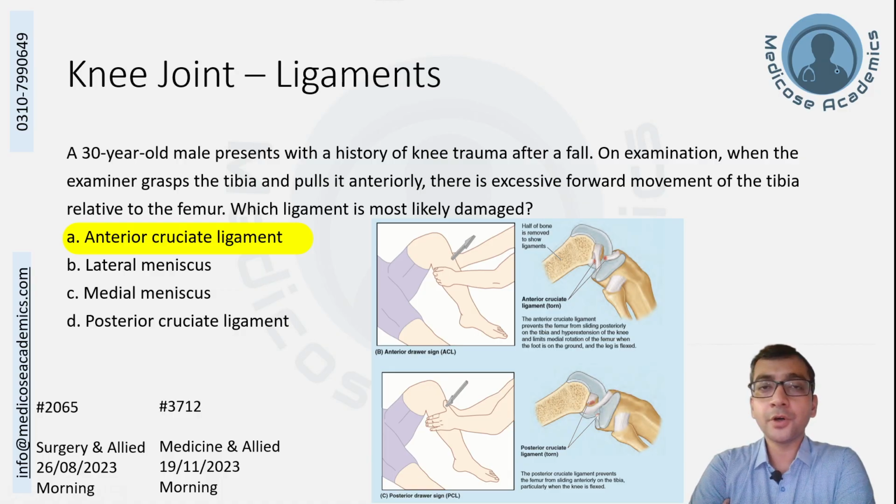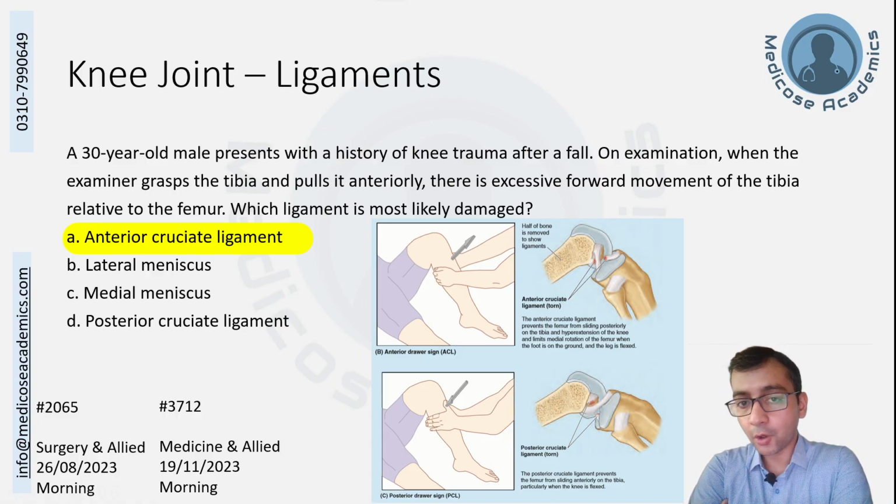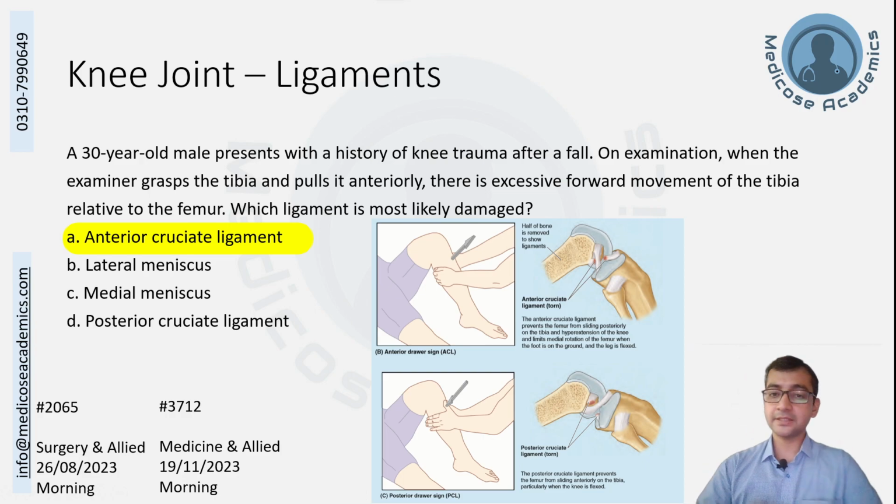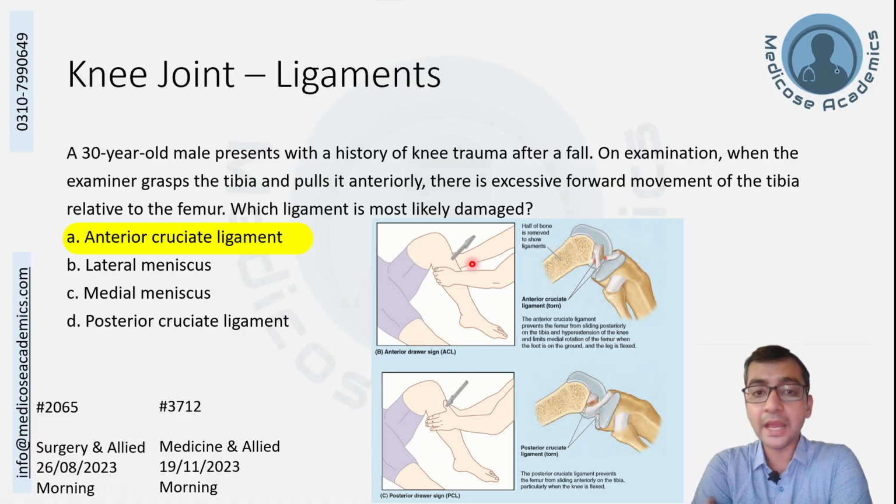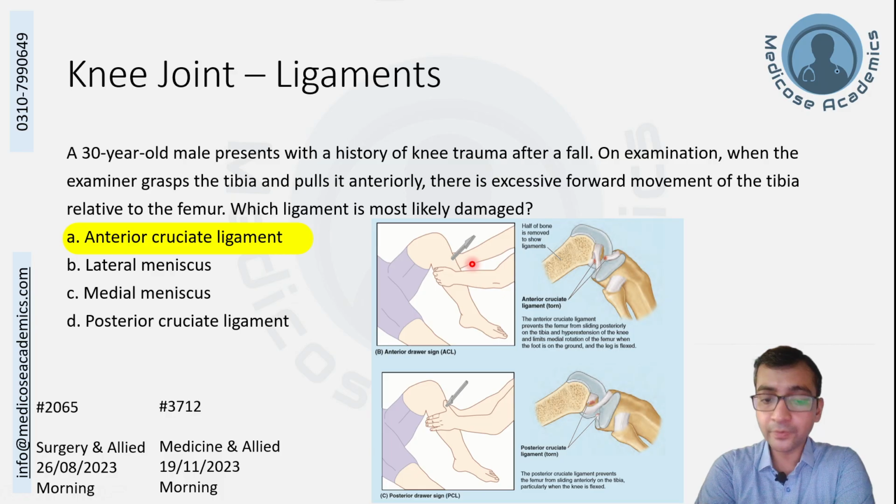But for quick revision purposes, keep in mind that we try to memorize the cruciate ligaments with reference to the tibia. If you can move the tibia anteriorly on the femur, like in this case where the femur is fixed and the tibia has been moved, that is called the anterior drawer sign. Anterior moving tibia, anterior drawer sign means anterior cruciate ligament. Posterior movement of the tibia, posterior drawer sign means posterior cruciate ligament damage.